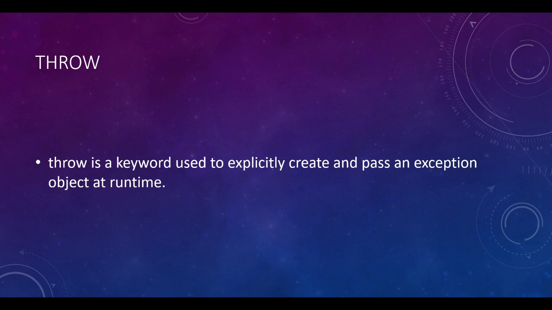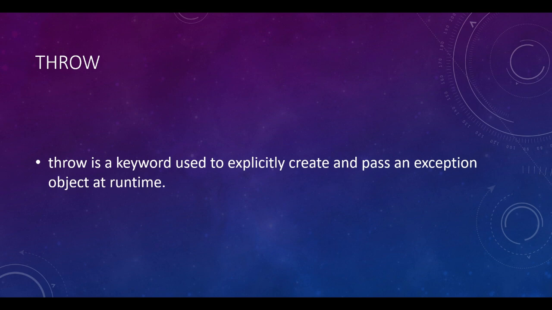So in this video, we will discuss the throw keyword. Throw is a keyword used to explicitly create and pass an exception object at runtime. That means the programmer will create the object. Previously, whenever we were not using the throw keyword, the JVM used to create the object, such as an arithmetic exception object or an input mismatch exception object.